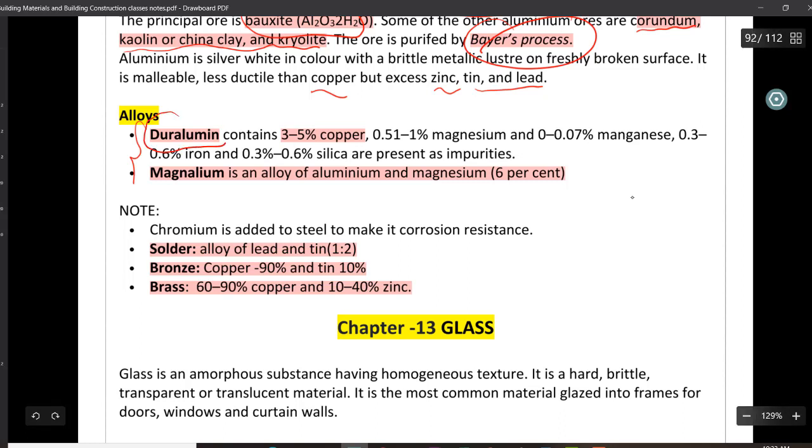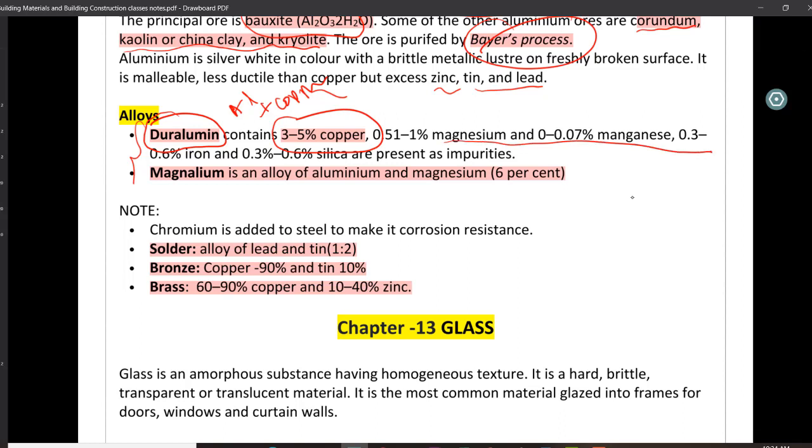First is duralumin. Duralumin is aluminum plus copper, plus other things in minute proportion: 0.6% iron, 0.3 to 0.6% silica, everything less than 1%. But basically remember, by adding copper to aluminum we make duralumin. Duralumin is a very frequently asked bit.